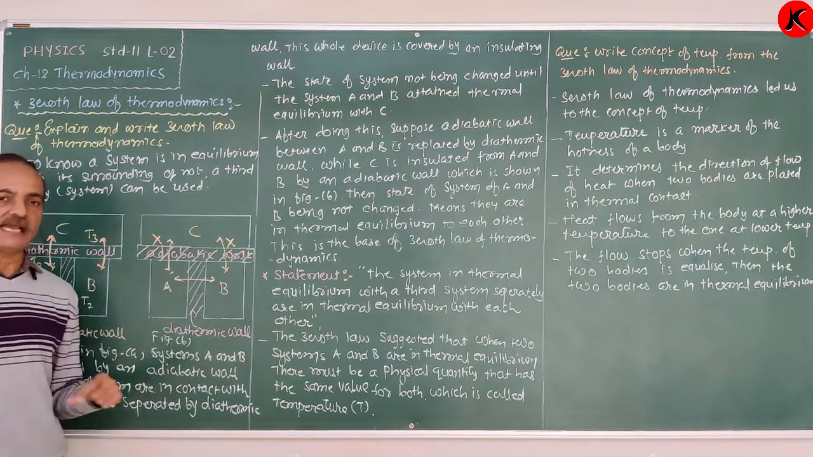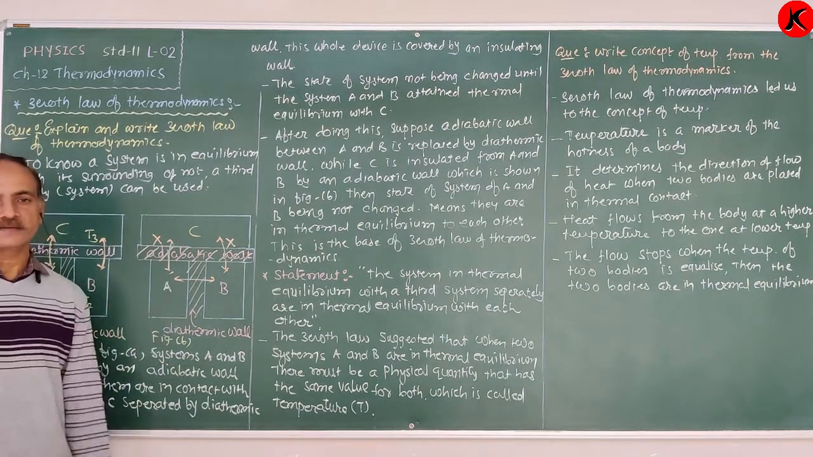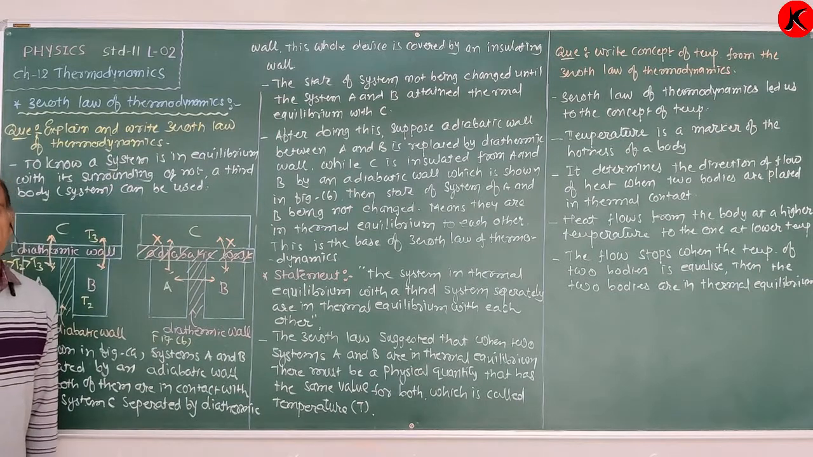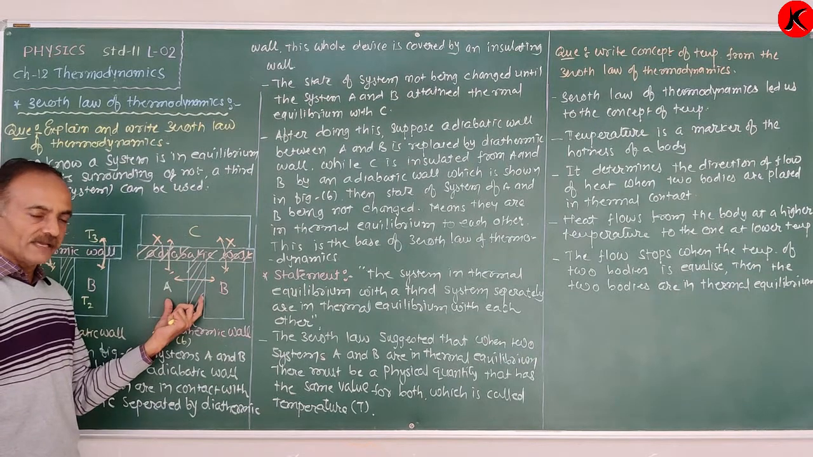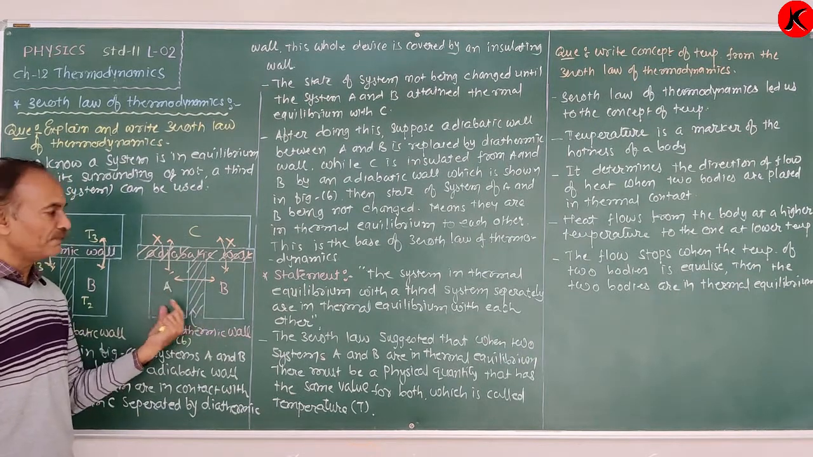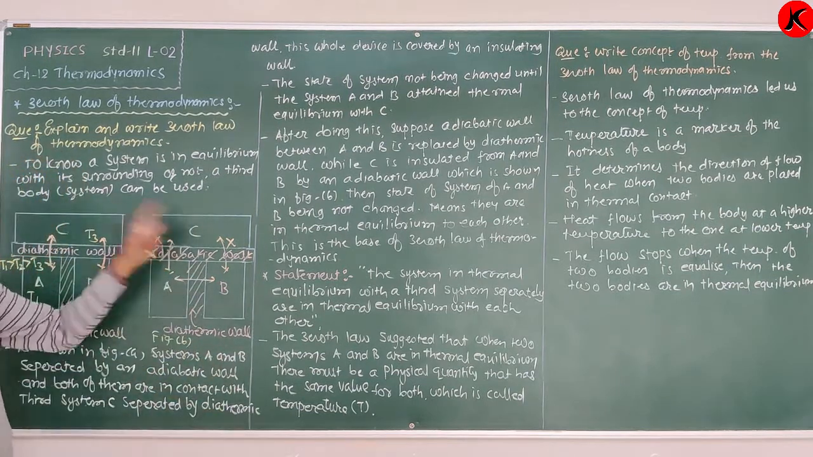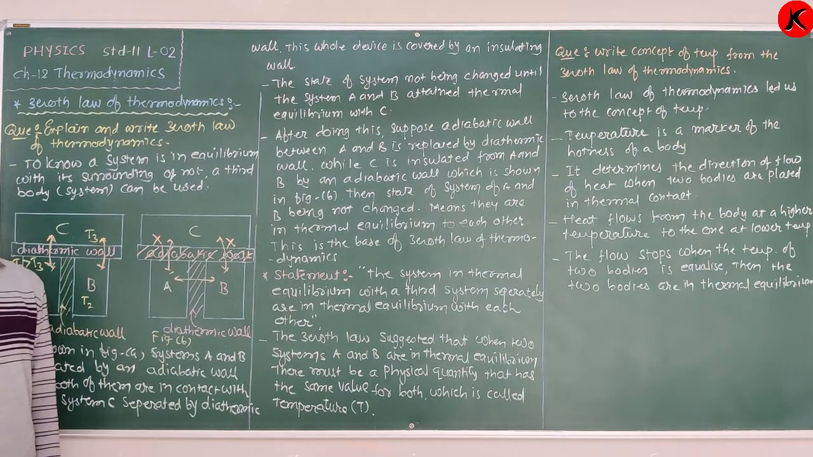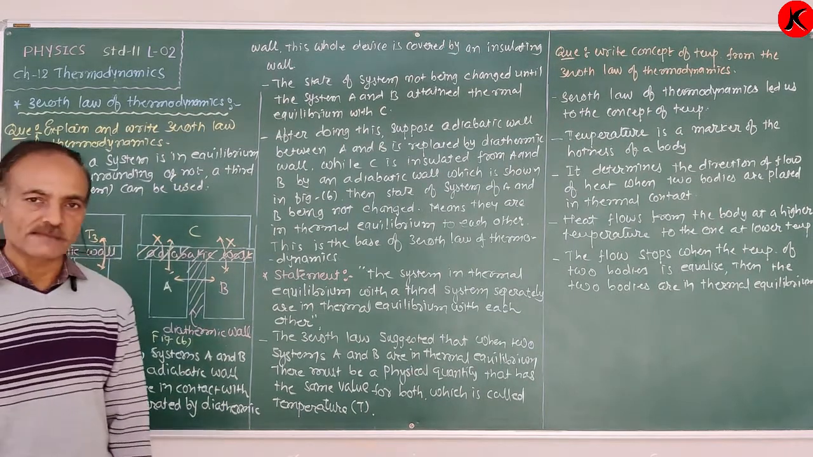Therefore, after some time, thermal equilibrium is established between systems A and B. But these two systems are not in thermal equilibrium with C. So here, thermal equilibrium is established between systems A and B, but A and B are not in thermal equilibrium with C, because the exchange of heat does not take place with C. Right? So that is the explanation of the Zeroth Law of Thermodynamics.